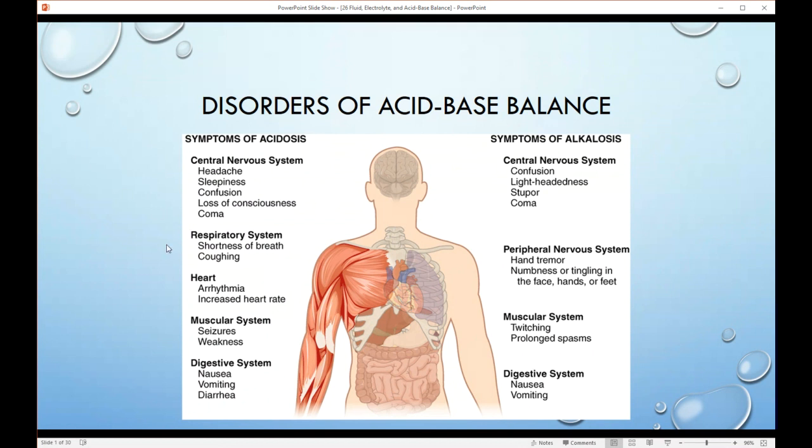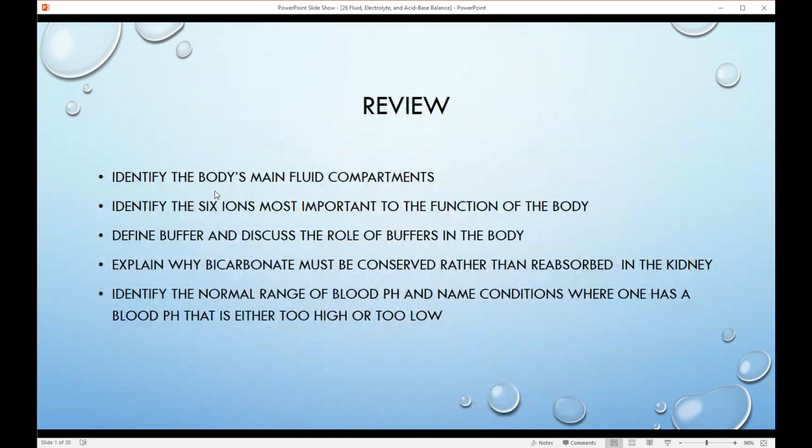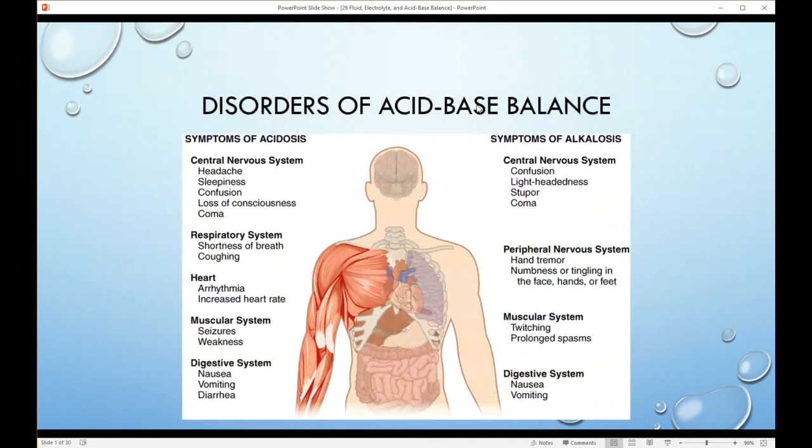Look over here, acidosis, similar symptoms. Nausea, vomiting, diarrhea is a little different, right? Let's see. The other one's coma, okay? Sleepiness or tired, confusion over here, right? So some symptoms are kind of on both sides, right?